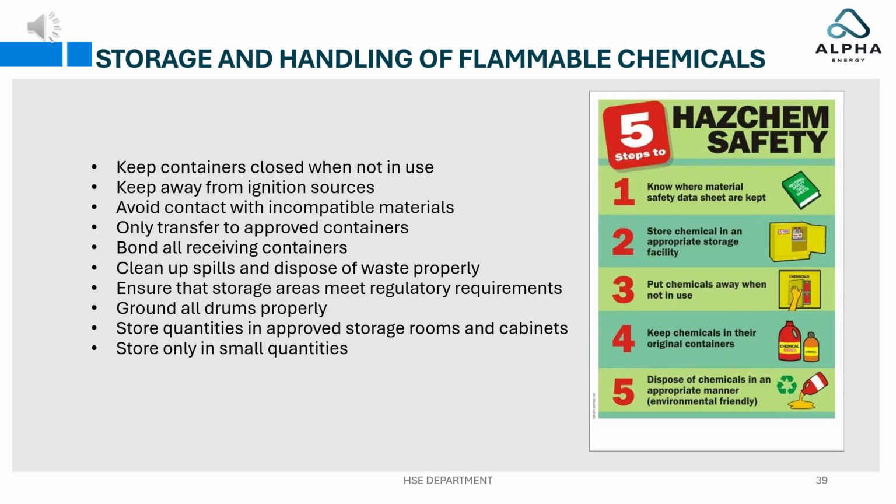Now let's talk about the storage and handling of flammable chemicals. These are some of the most dangerous substances we work with, so we need to be extra careful. Here are the key rules you must follow. First, keep containers closed when not in use. Flammable chemicals give off vapors, and those vapors can ignite. Keeping the container closed prevents vapors from escaping and building up in the work area. Second, keep away from ignition sources. This means no smoking, no open flames, no sparks, no hot work, and no electrical equipment that could create a spark. Flammable vapors can ignite from something as small as a static spark.